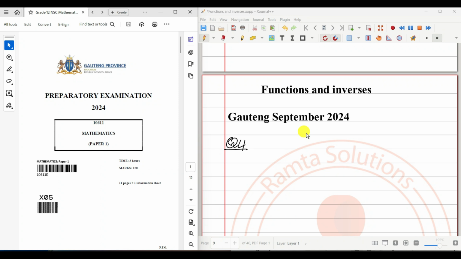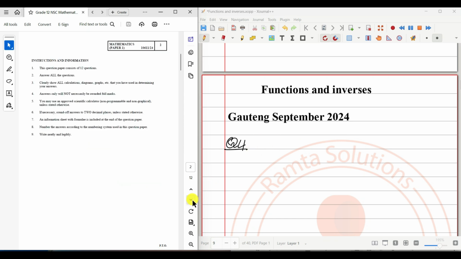Welcome to your grade 12 mathematics exam prep on functions and inverses. The past paper that we are looking at today is the Gauteng province's preparatory examinations, your September exam of 2024. And of course, functions and inverses are in paper one. As is the norm, when we do past papers, we read instructions.